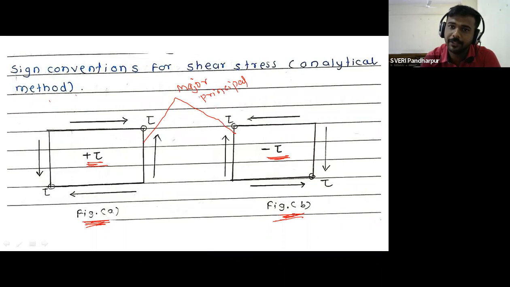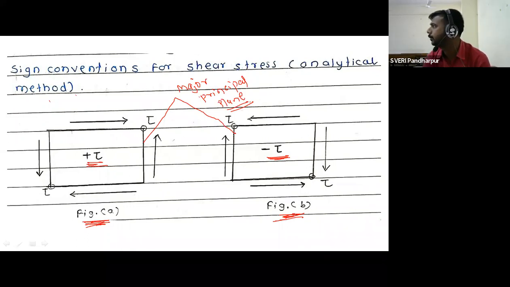We have taken the major principal plane for deciding which will be positive and which will be negative. So we have to take shear stress positive if the shear stress acting on the major principal plane rotates in anti-clockwise direction.